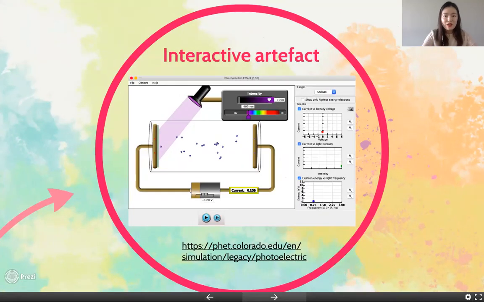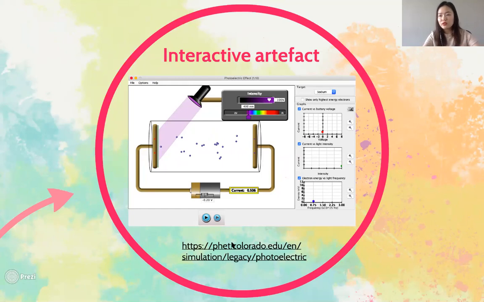And for the interactive artifact, let me show you this program, which I obtained from the web link below. But you do need to download it to run. You can't run it on the web page. So let me stop sharing my screen and start sharing the artifact.